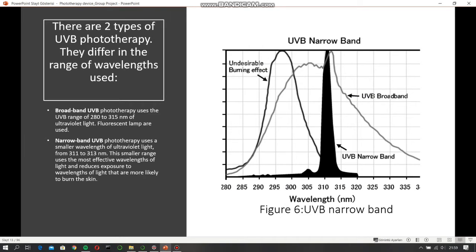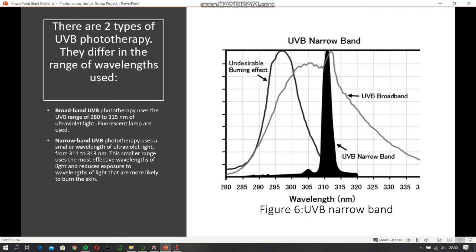And here are the two types of ultraviolet phototherapy. They differ in the range of wavelengths used. They are broadband ultraviolet B and narrowband ultraviolet B. Broadband ultraviolet phototherapy uses the ultraviolet range of 280 to 350 nanometers of ultraviolet light. Fluorescent light is generally used for this method.